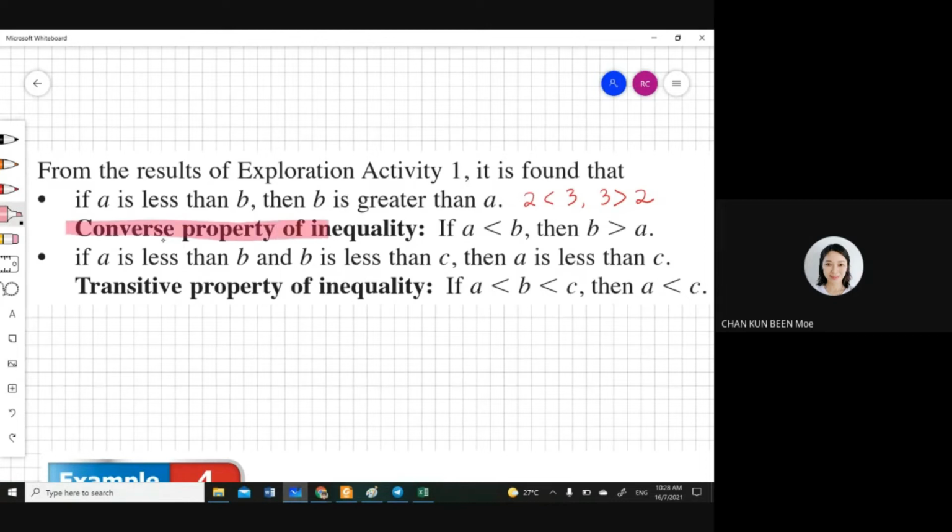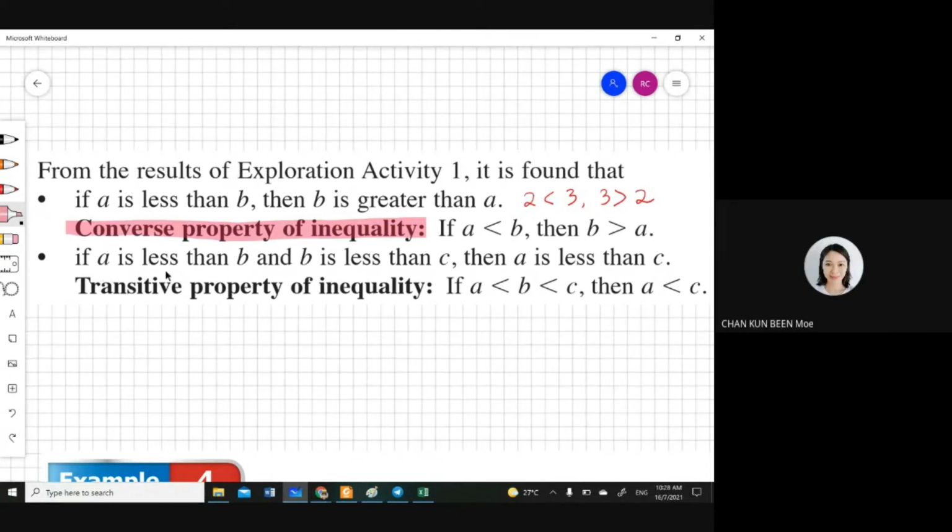So you learned this already. That is the converse. Converse means you change it the other way around, from left to right, right to left. So converse property. Okay, so if A is less than B, then B is greater than A. This one you understand, right? This one's very simple. Understand or not? Okay, now we look at the next one.